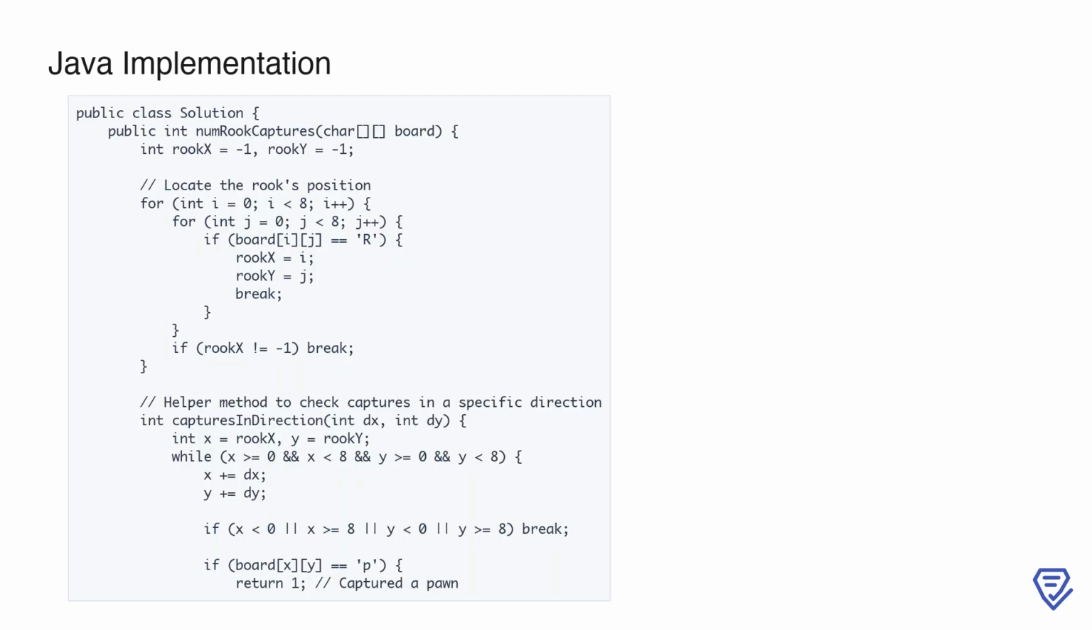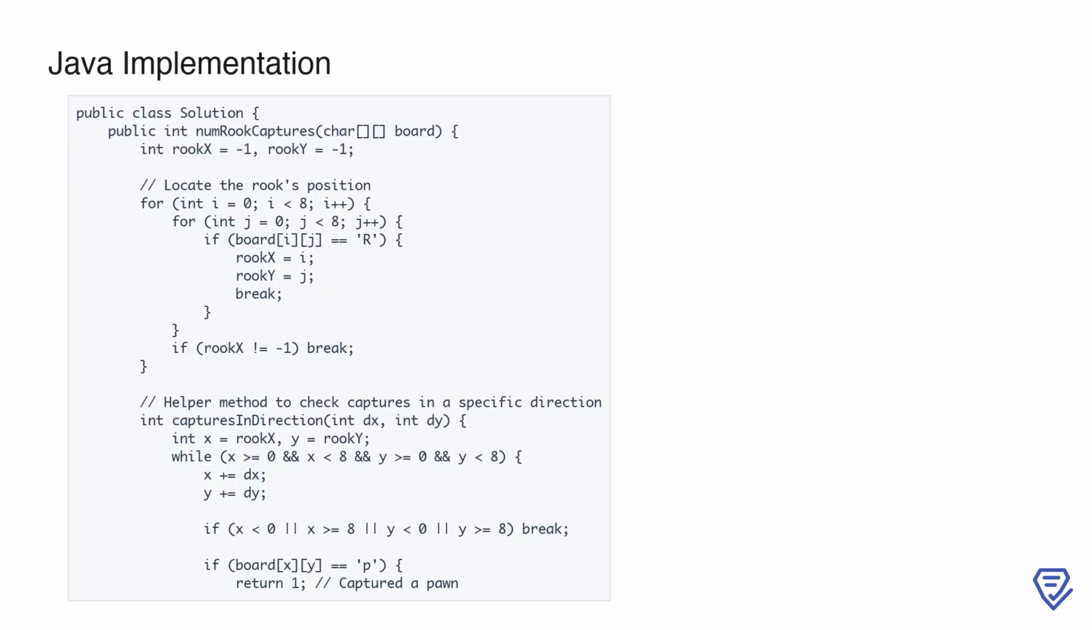Here, we begin by defining the method numberRookCaptures that takes a 2-dimensional character array, board, representing an 8 by 8 chessboard. The first step is to locate the position of the rook, labeled as R, on the board. To do this, we initialize 2 variables, rookX and rookY, to -1, which will store the coordinates of the rook once found. We then use a nested loop to iterate through all rows and columns of the board. If the character at a specific position is R, we assign its row and column indices to rookX and rookY, respectively, and exit the loops. This ensures we stop searching as soon as the rook is located.